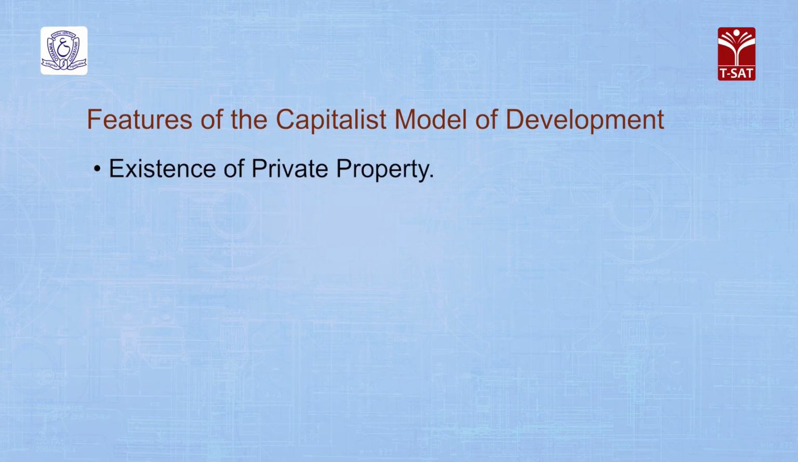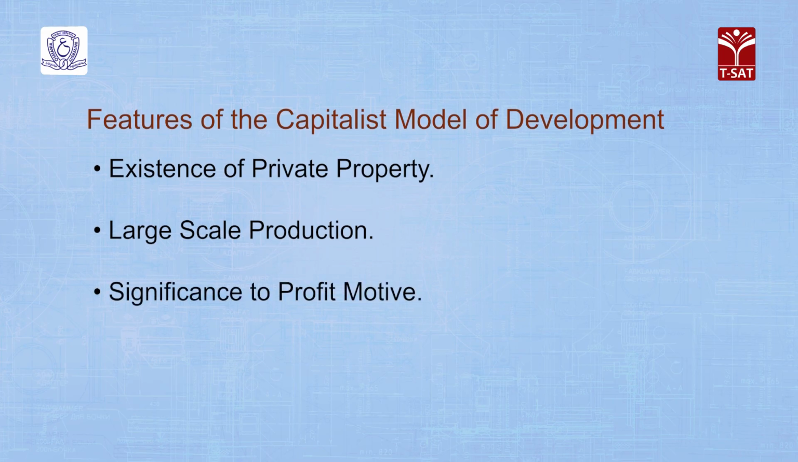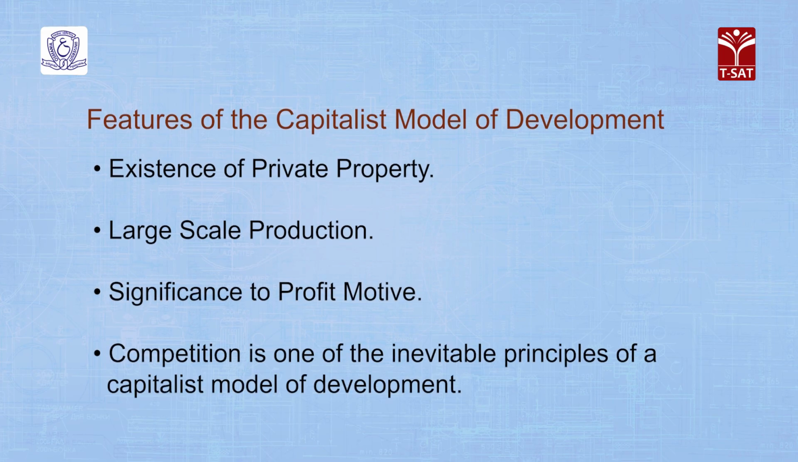What are the important features of the capitalist model of development? Let us understand that. The capitalist model of development has its typical features, which can be discussed through these dimensions: existence of private property, large scale production, significance to profit motive. Competition is one of the inevitable principles of a capitalist model of development.